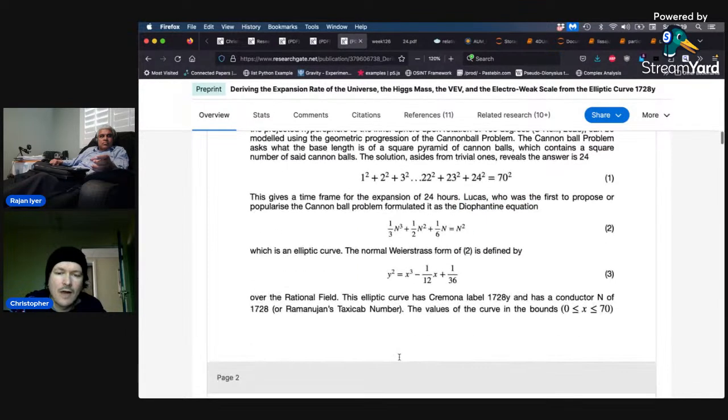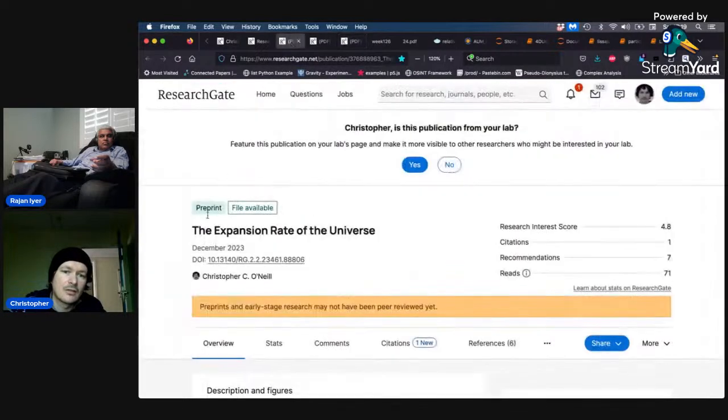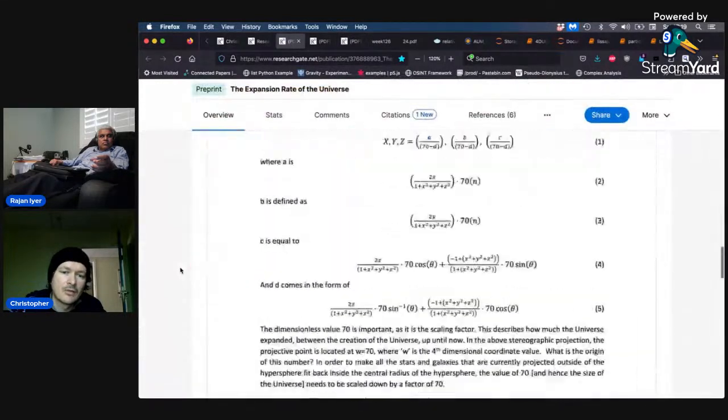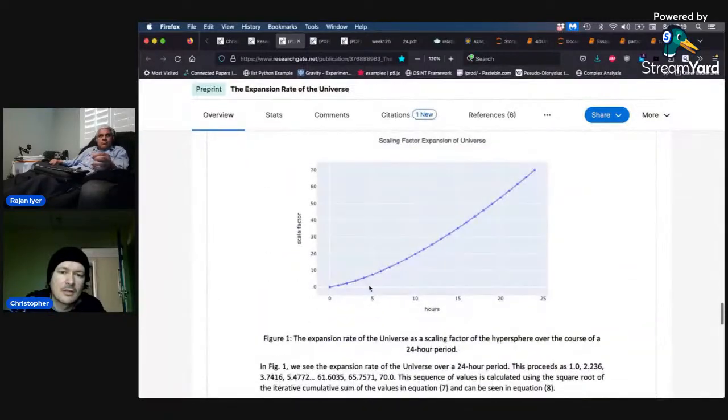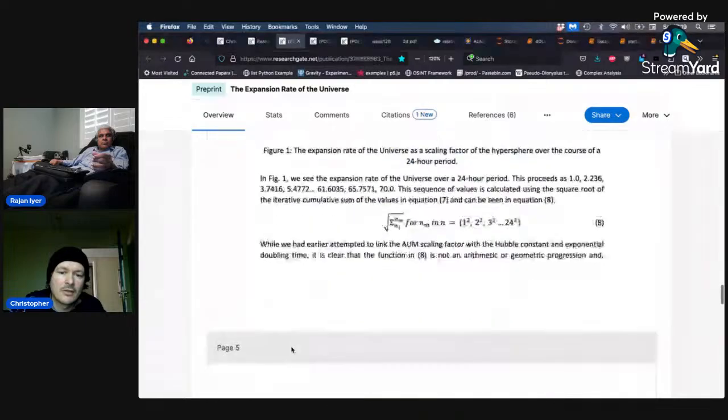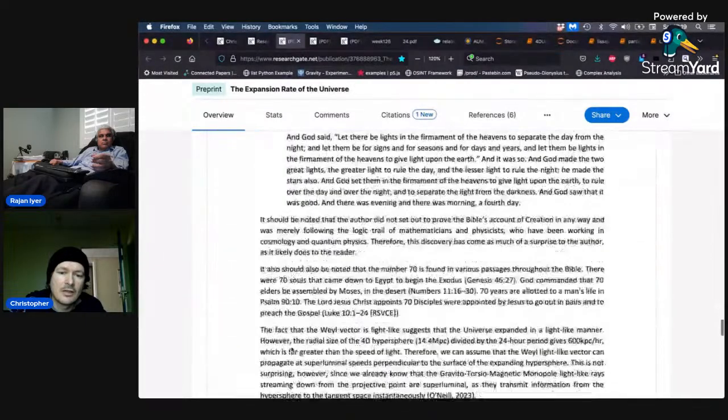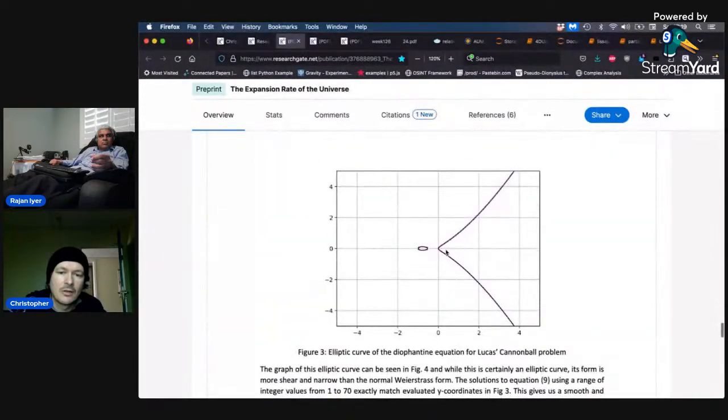So then you can graph the expansion rate of the universe as a continuous curve, as opposed to a kind of discrete one. This was the discrete scaling factor for the expansion rate of the universe. And then when we use the elliptic curve version, we get a smooth expansion rate. So that was the idea there.